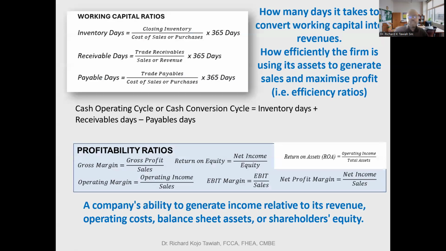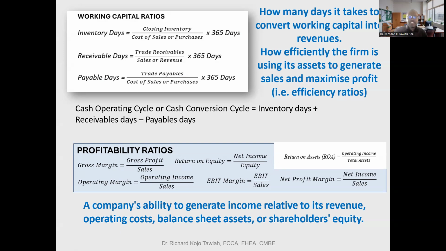So we have working capital ratios. How many days does it take to convert working capital into revenue? That's all it's saying: how efficiently the firm is using its resources, its assets, to generate sales and maximize profit. So you have inventory turnover days. I'll intentionally ask you to go and research one more thing. Inventory turnover days: how quickly do we convert inventory into sales and make money?